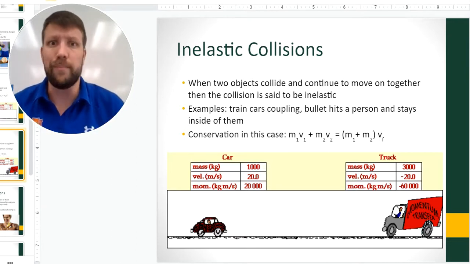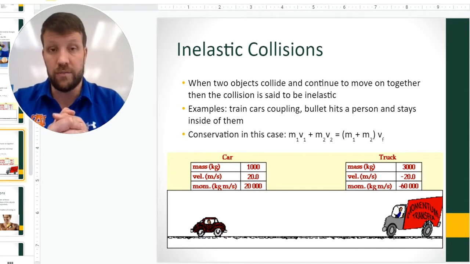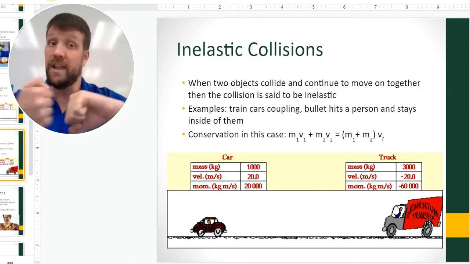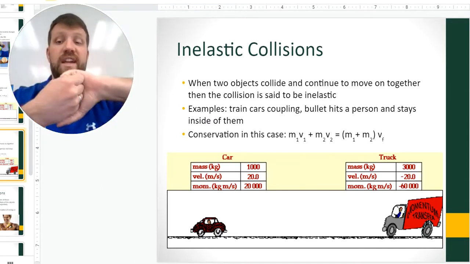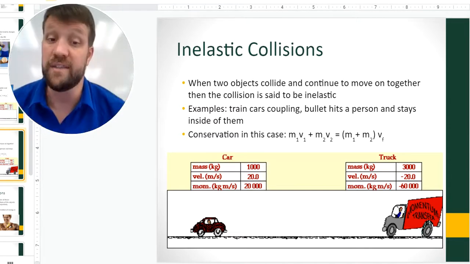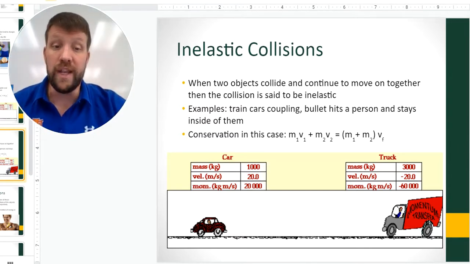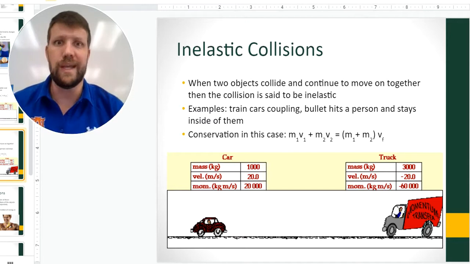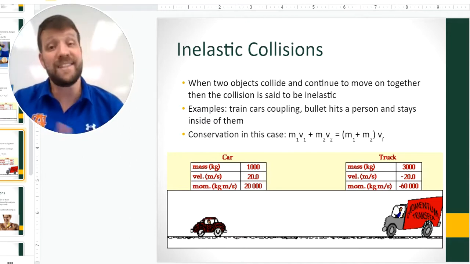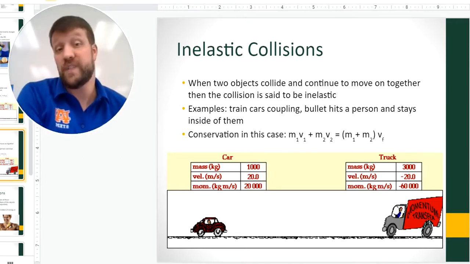Those cars are all separate until we put them together. And you put them together by having them very lightly run into each other, and then they have these little pieces that connect and hold them together as they continue to move from there. If a bullet hits a person, or let's say a piece of wood or something like that, and it stays inside them, then they are going to move together.